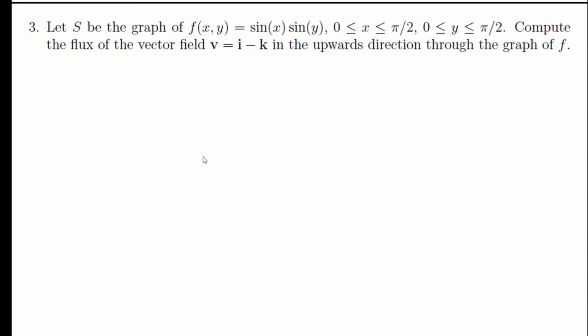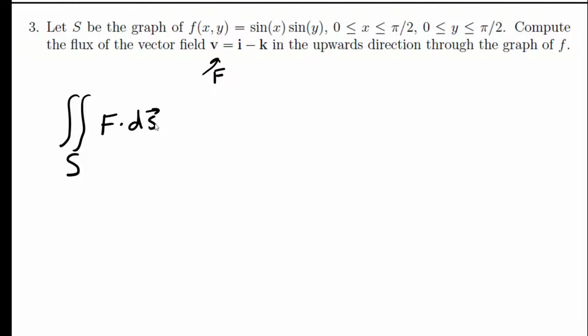Third question. Let S be the graph of sine x sine y, where x and y are in this range. Compute the flux vector of the vector field. Okay, so this is going to be our f. And what we want to compute is the integral over S of f dot ds.